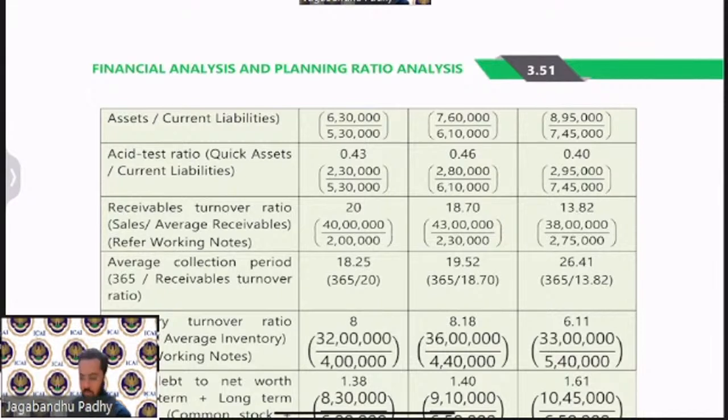And moreover, if you look into the numbers, sir, sales numbers have reduced, but not your debtors. It means you're not able to collect your money on time. And that is indicated again in the collection period. If you see the collection period, 18.25, 19.52, 26.41, what does that indicate? Earlier you used to collect within 18 days. Then it increased to 20 days. And now it is 26.41 days. You're not able to collect your money easily and on a regular basis.